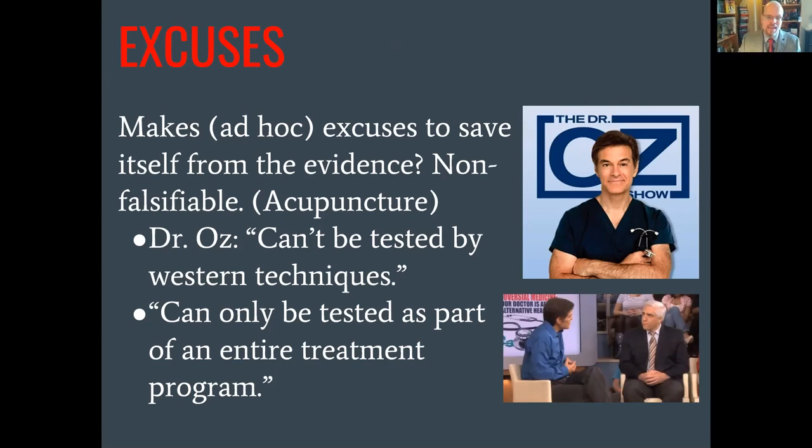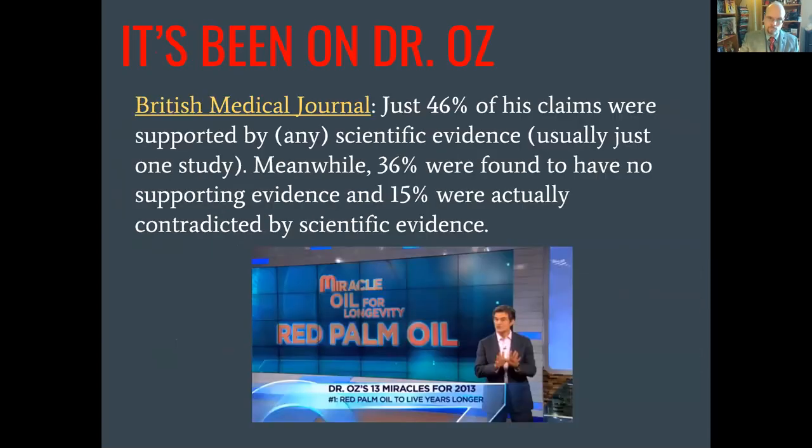Or sometimes they'll say it can only be tested as part of an entire treatment program. When you do a double-blind test, you isolate the treatment, right? Then they say, oh, that's because you took it out of the whole treatment program. Well, there's no way you can test the whole treatment program like that. That makes it untestable, and that's your excuse to get out of the evidence. So if you see these kinds of ad hoc excuses, that's a pretty good indication that you're dealing with pseudoscience.